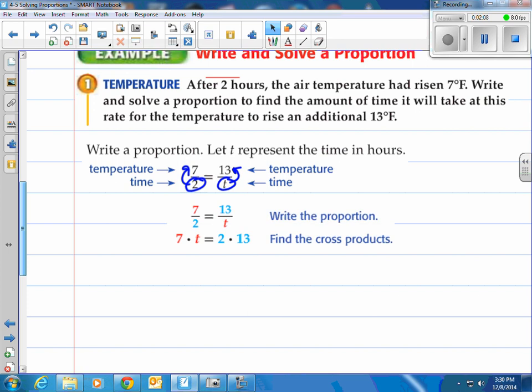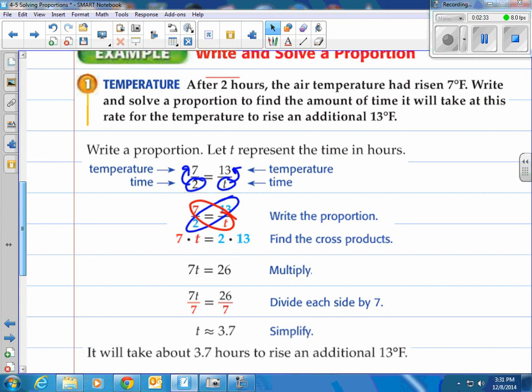What we do then is we multiply our cross products. When you multiply the cross products, you get 7 times T and 2 times 13. And we know that 7 times T is 7T, and 2 times 13 is 26. Now let's solve that by dividing by 7, simple division equation there. So we divide by 7, and 26 divided by 7 is 3.7. And the 7's cancel out on this side. So we would say it will take about 3.7 hours to rise an additional 13 degrees Fahrenheit.